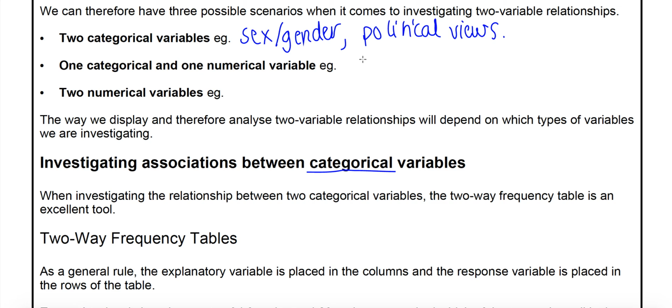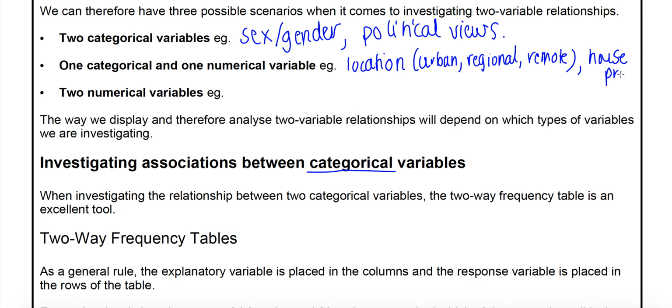An example of that might be location: urban, say regional, or remote. So that's a category. We've got the three different categories of location, and say house price. House price would be numerical. So in that case, you've got one of each, and there'll be a particular way that we display that data.